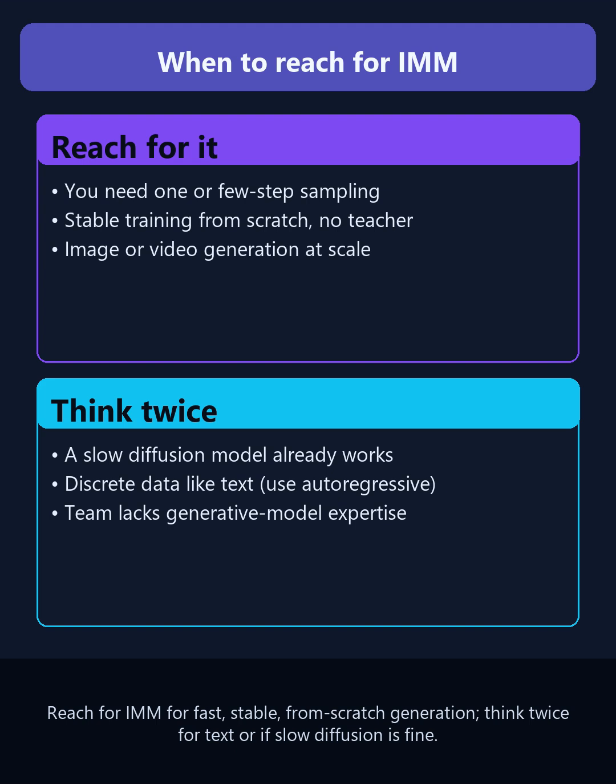So, when should you reach for IMM? When you need one or few step sampling for speed, when you want stable single-stage training without a teacher, and for continuous data like images or video at scale. Think twice if a slower diffusion model already meets your latency needs, if your data is discrete like text, where autoregressive models still rule, or if your team has limited generative modeling experience, since the math is newer and the tooling is still maturing.